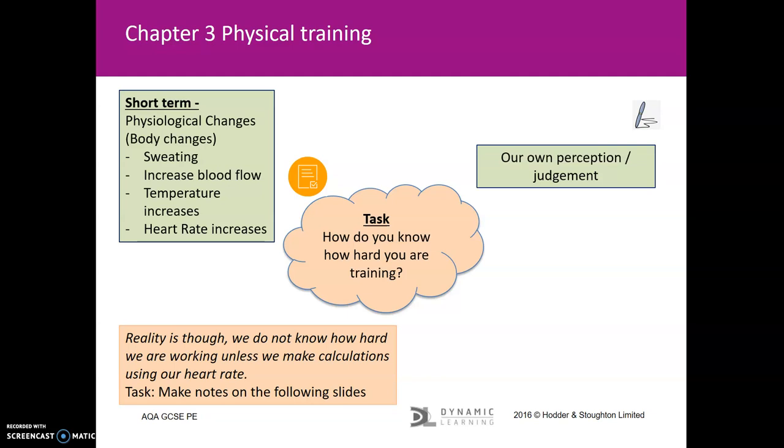Ultimately, it can be our own perception, our own judgment. So just within our minds, we can have a scale from 1 to 10 in regards to maybe how hard we're working. But this can obviously sometimes be miscalculated, and people's judgments vary, don't they, from person to person. And finally, through muscle fatigue and tiredness.